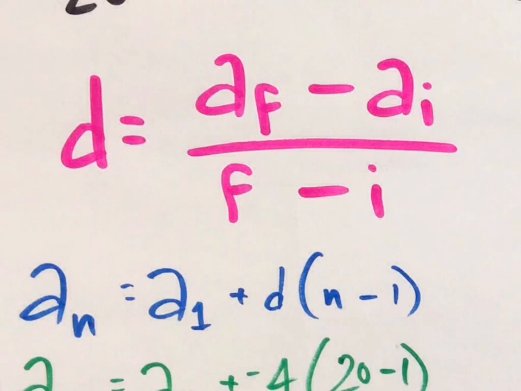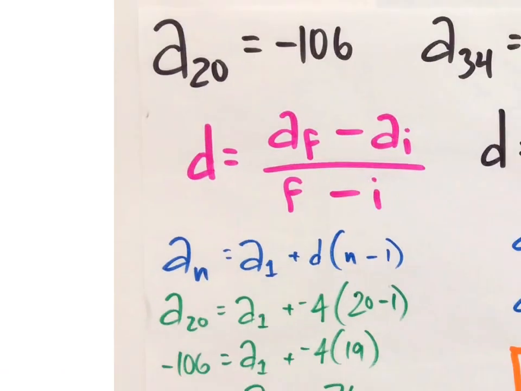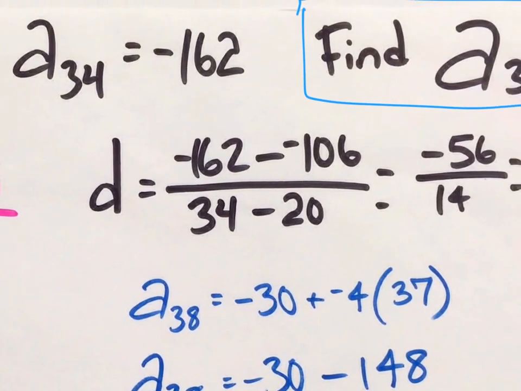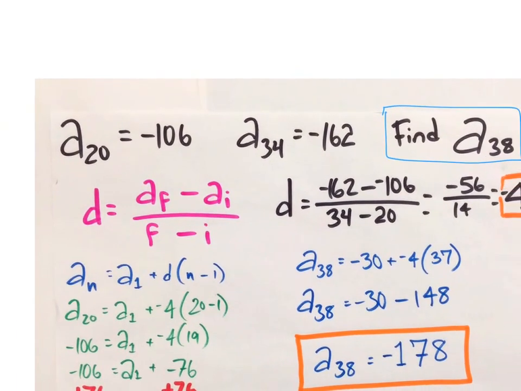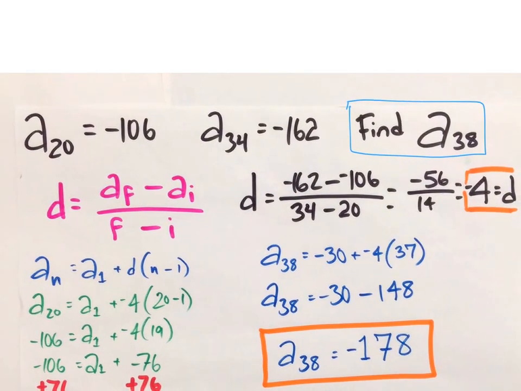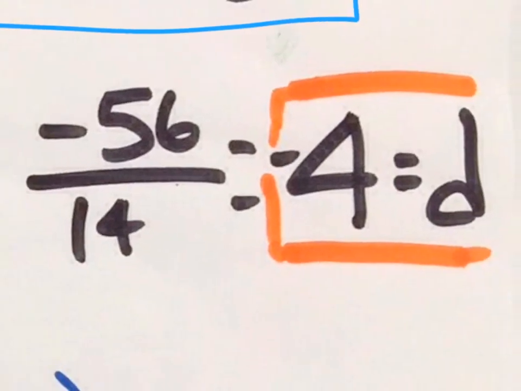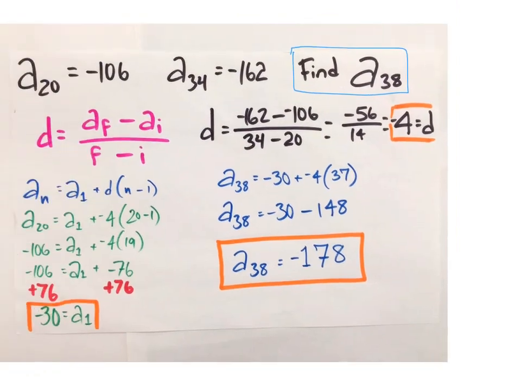To find the difference, we need to use this formula. And when we do, right here, we're going to plug in negative 162 minus negative 106 over 34 minus 20. We know that because we're simply dropping in this information. And that's going to give us negative 56 over 14. And when we simplify negative 56 over 14, we're going to get simply negative 4. All right, so we found the difference.